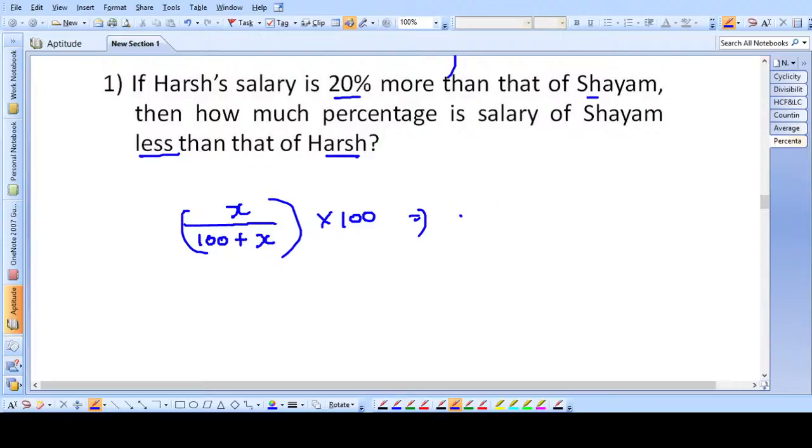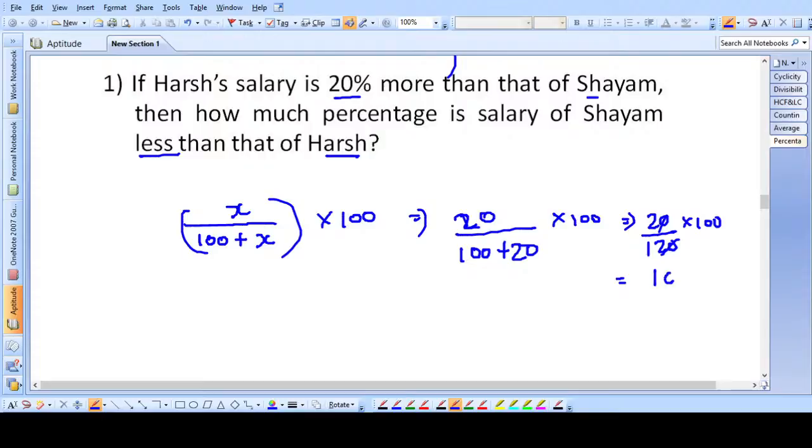What is the concept behind? So just put the value: 20 upon 100 plus 20 into 100. Not a big thing. 20 by 120 into 100. Okay, so what will be the percentage? If I cancel, this is 2, this is 1 by 6. This is nothing but 16.66%.